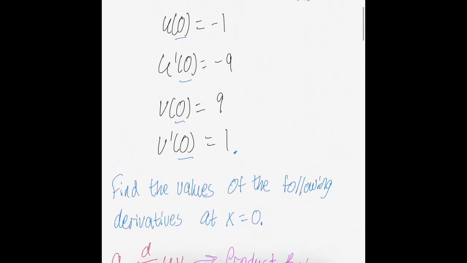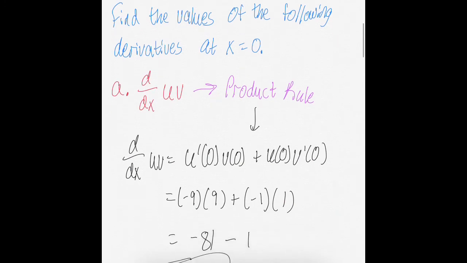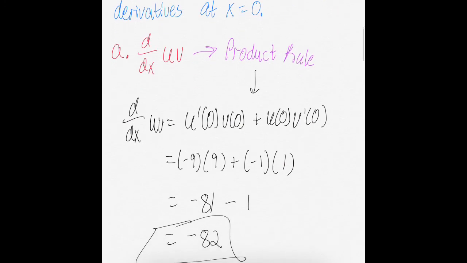So we have that information. We go ahead and plug in our values. We end up with -9 times 9 plus -1 times 1. All that I've done here is substituted the values from the information which we were given above. So we make those substitutions, and then we just do a little bit of computation, and we get our nice solution.